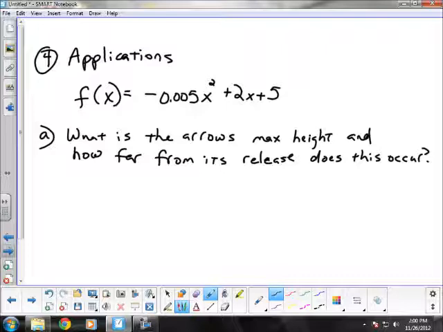So what do I find? What's it asking for? Maximum, which I find how? By finding the vertex. Exactly right, by finding the vertex. So I'm going to find h. So I've got negative b divided by 2 times a. So that's negative 2 over negative 0.01, which is a positive 200.